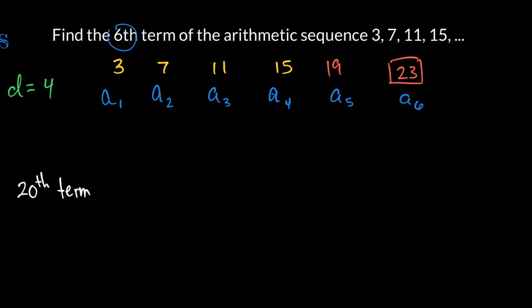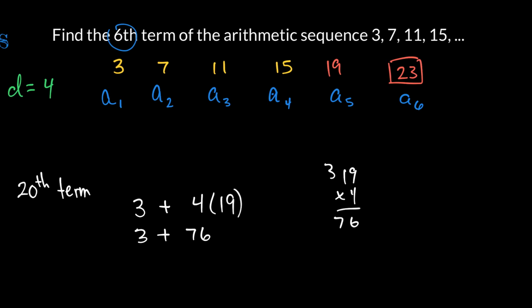So if I had to find the 20th term, I would have to add 4 19 times. So I would get 4 times 19, and that would get me all the way over there. But I also have to realize here that I started at 3. So I would actually have to do 3 plus 4 times 19. Well, 19 times 4, I believe, is 76. Then 3 plus 76 is 79. So the answer should be 79.